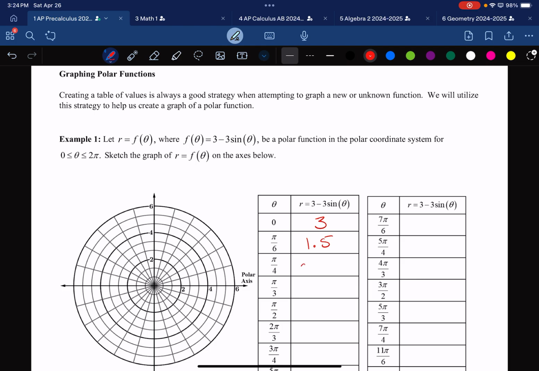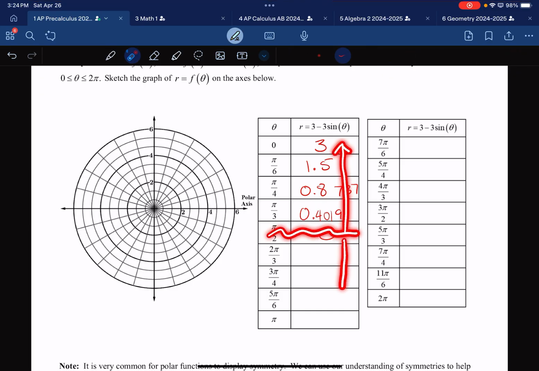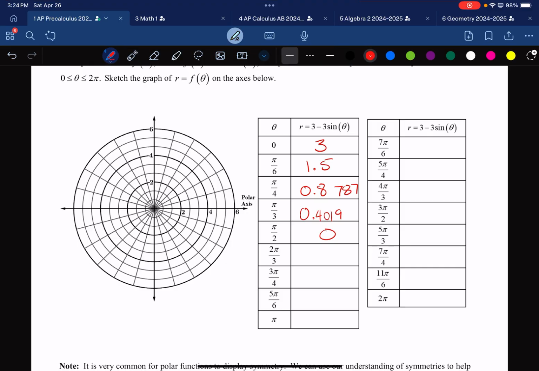We have 1.5, we have 0.8787, we have 0.4019. We have 0, and then there's this axis of symmetry here, so it's the same numbers back the other way. So now I'm going to say 0.4019, 0.8787, 1.5, and 3, and then we go even further.